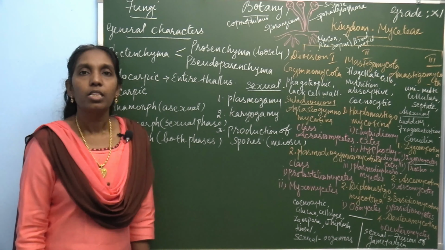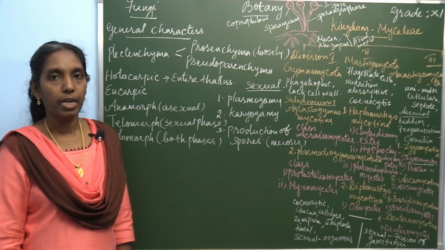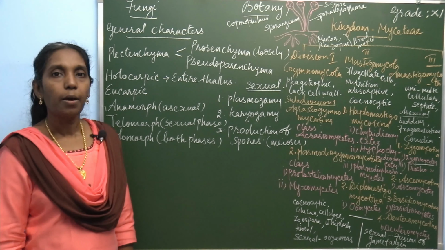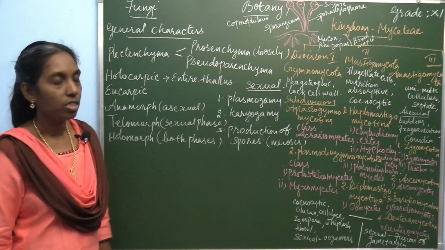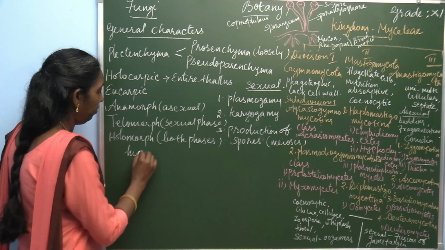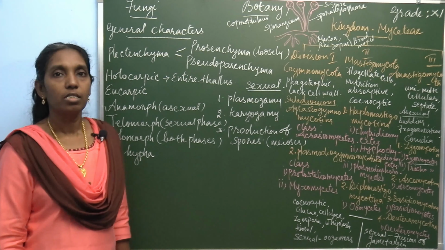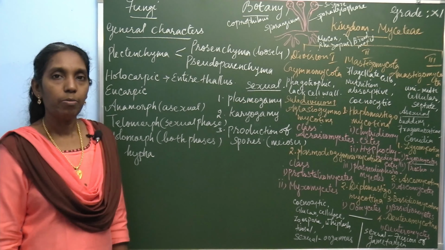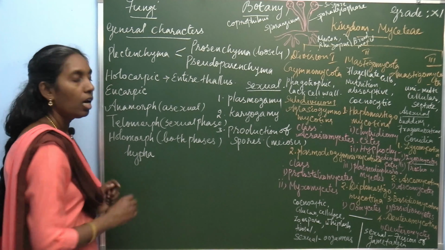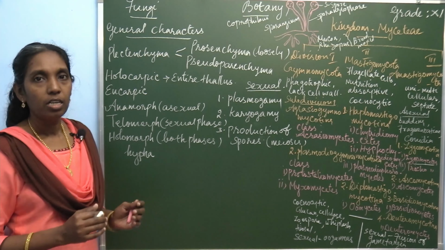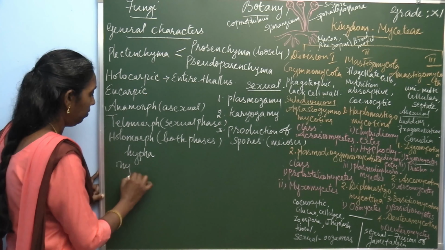Let's see. The fungal thallus, in the majority of fungi, is made up of filamentous, highly branched structures called hypha. A number of hypha get interwoven to form a mycelium.